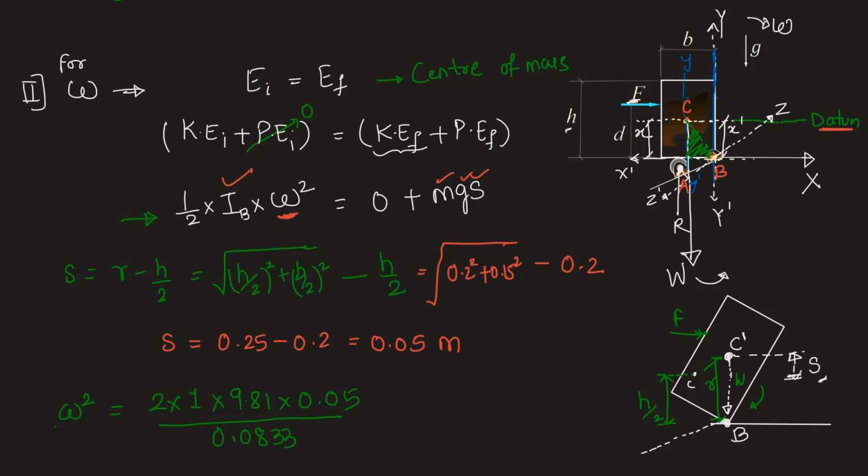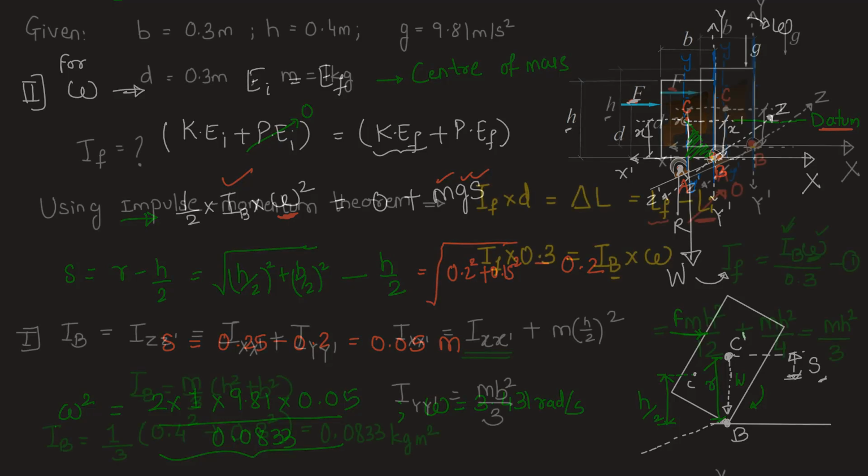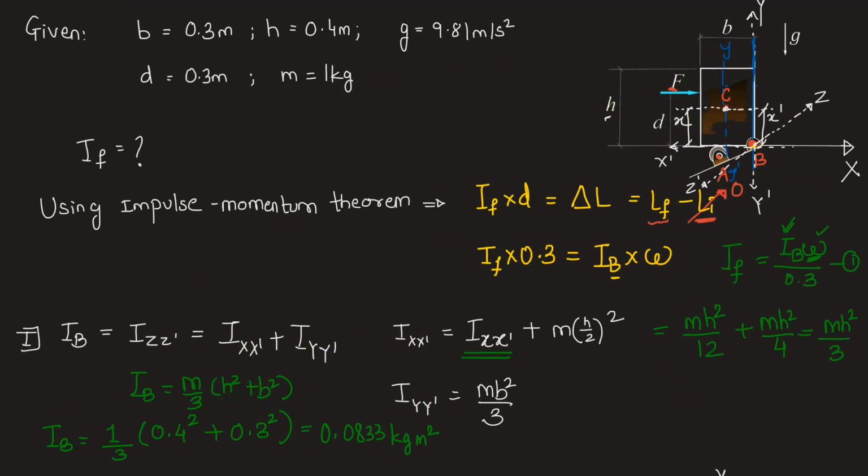So now to find out omega, we'll take the square root on both sides and calculate this value as well. This gives us omega equal to 3.431 radians per second. We have omega, we have IB. Let's go back and calculate IF here. So IF, as we evaluated over here, is IB into omega by 0.3. So IF will be 0.0833 into omega, which is 3.431, divided by 0.3. This gives us the answer as 0.952 Newton second, because it is impulse, force into time, that is Newton second.